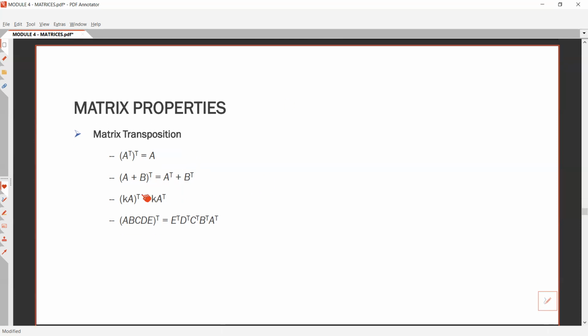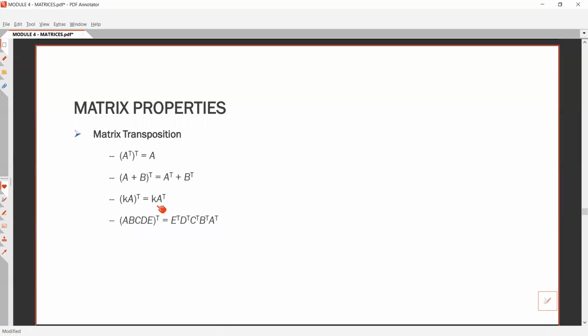Okay? Next one, we have this one. The constant K multiplied by matrix A. Then we get the transposition of that. So the same lang siya sa matrix, the constant K multiplied by the transpose of A. Okay. So, pwede rin yan. Next one, we have this one.